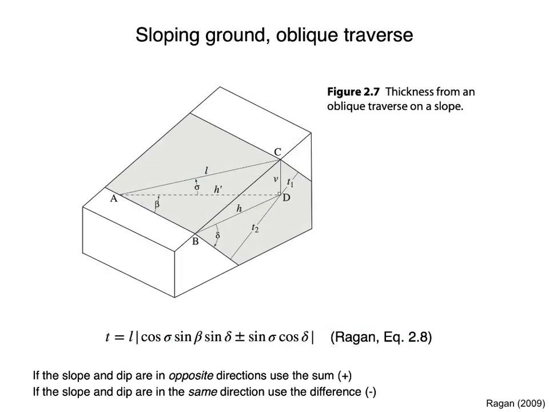In this equation, W is the length of the traverse. This is the thickness formula for the most general situation, a traverse AC on sloping ground and oblique to the strike direction. In this case, the thickness is a function of the length of the traverse, L, the slope of the ground, sigma, the direction of the traverse with respect to strike, beta, and the dip of the layer, delta. If the slope of the ground and dip of the layer are in opposite directions, you should use the sum, and if they are in the same direction, you should use the difference.